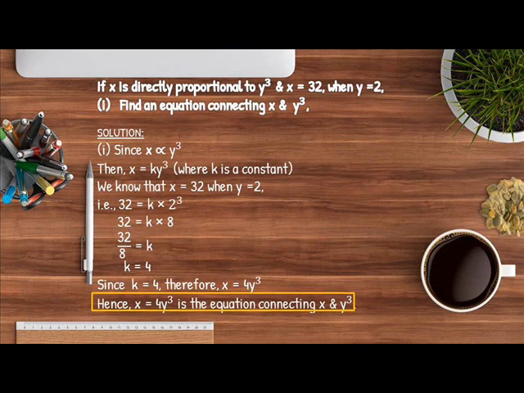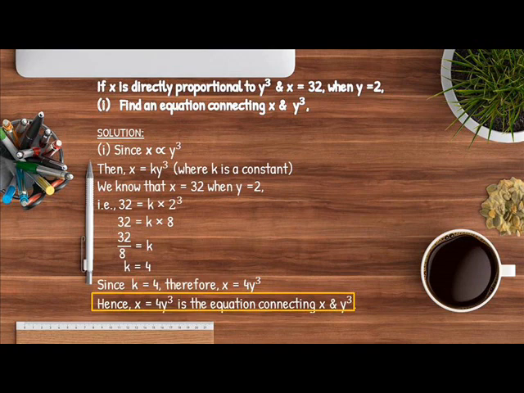Now after having formed the equation x equals ky cube, we will find the value of k by making use of the known values, that is x equals 32 and y equals 2. By substituting the values into the equation, we have 32 equals k into 2 to the power 3. Well, 2 to the power 3 means we will multiply 2 three times, that is equal to 8. So we have 32 equals k into 8.